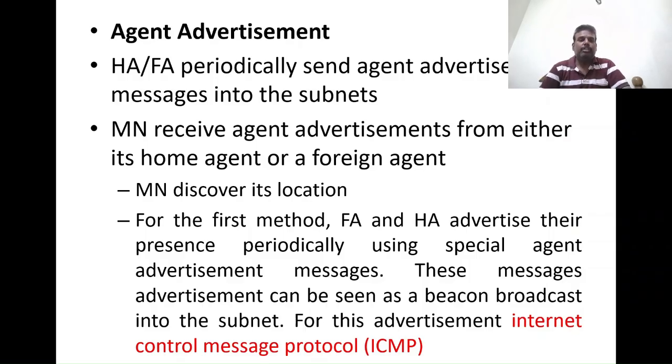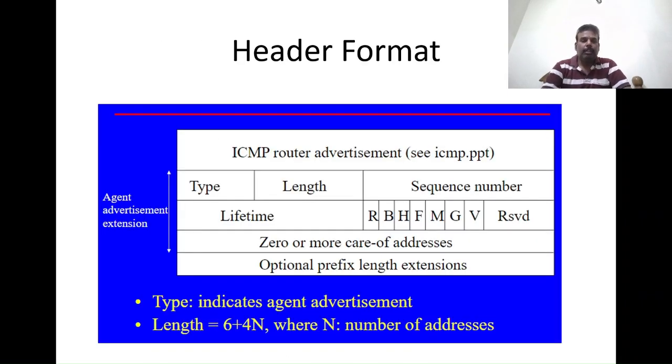So first, your mobile node discovers its location. For example, when I shift to a foreign network, how does my mobile node find its location? Based on this ICMP protocol. So this is the working of the ICMP protocol. We have type, length and sequence number, lifetime, and we have flag bits: R, B, H, F, M, G, V. So these are some flag bits for the particular protocol.